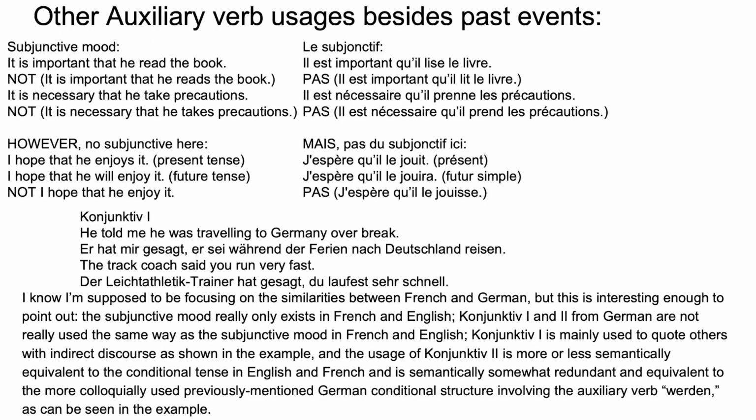I know I'm supposed to be focusing on the similarities between French and German, but this is interesting enough to point out. The subjunctive mood really only exists in French and English. Konjunktiv eins and Konjunktiv zwei from German are not really used the same way as the subjunctive mood in French and English. Konjunktiv eins is mainly used to quote others with indirect discourse, as shown in the example.